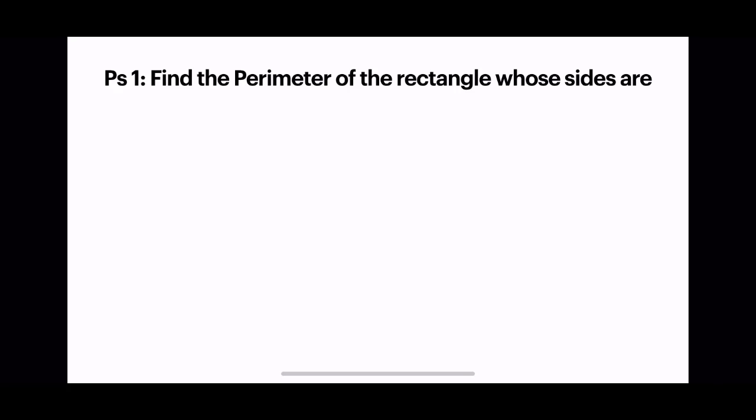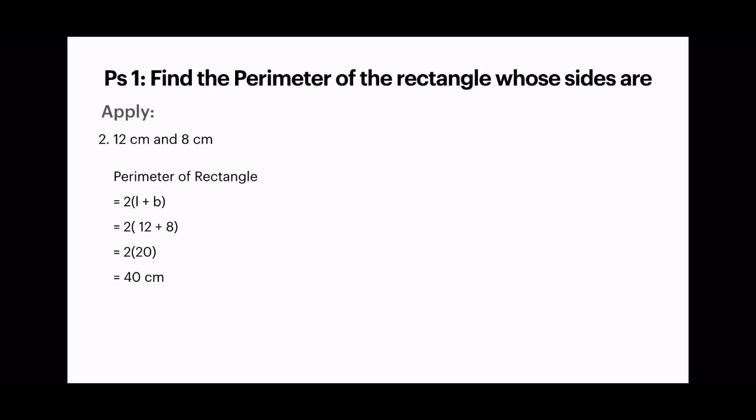Problem set 1. To find the perimeter of a rectangle whose sides are given. I hope all of you would have tried the see and the try part. So let us do the apply part, where let us see the second sum, that is 12 centimeters and 8 centimeters are the length and breadth of the rectangle. So the perimeter of the rectangle is 2 into (L plus B), which is 2 into (12 plus 8). 12 plus 8 is 20. So 2 into 20 is 40 centimeters is the perimeter of this given rectangle.